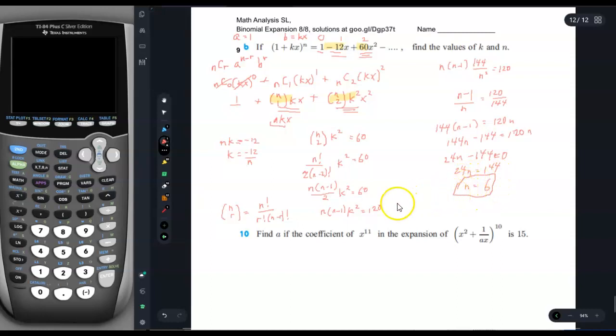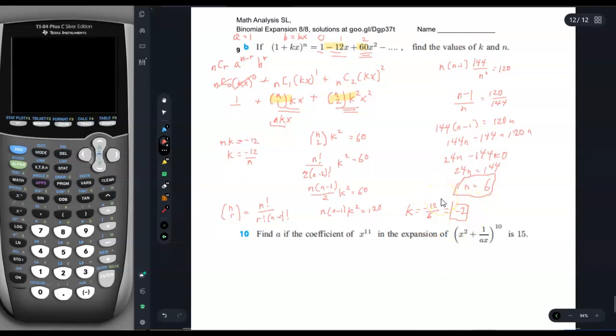We figured that out. Now to figure out the k value, we just say k equals negative 12 over positive 6, right? Because negative 12 divided by n. So that would be k equals negative 2. So these are the two values.